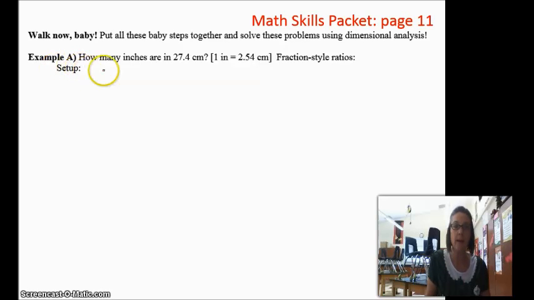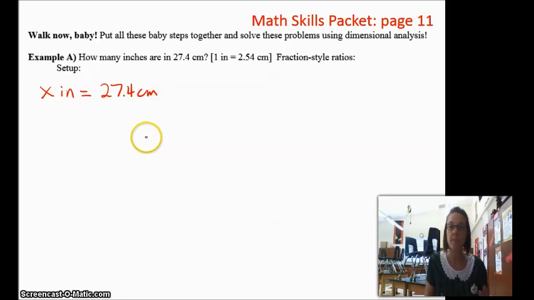So in example A, we have: how many inches are in 27.4 centimeters? So the setup is that baby step 5. When I read the problem, I look at what they are asking me for, and that's how many inches. So I'm going to put X inches, and then I'm going to put an equal sign. And then I go back to the problem, and I see that they've given me 27.4 centimeters. So I'm going to put 27.4 centimeters. That's baby step 5, just knowing that that's how we're going to start a problem.